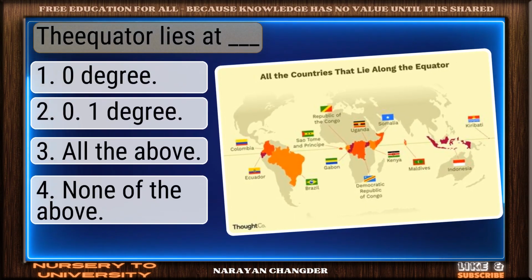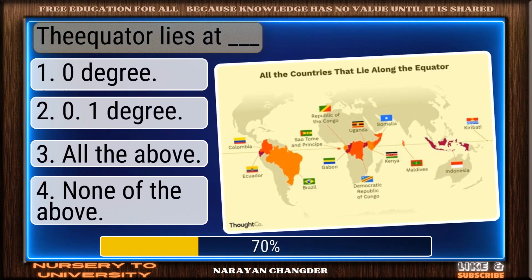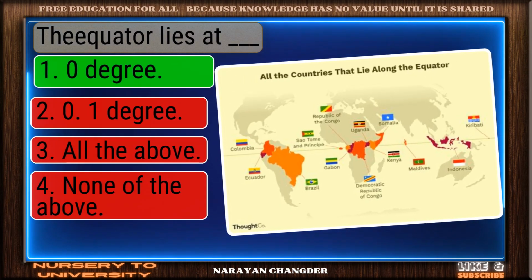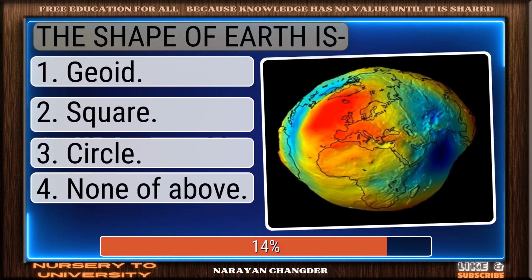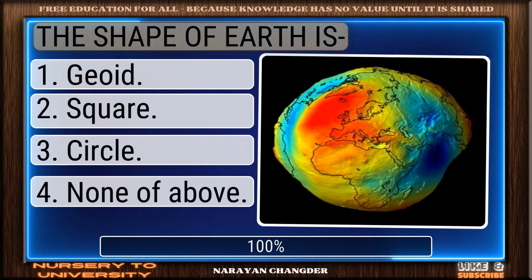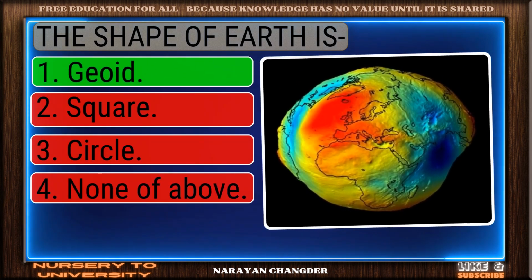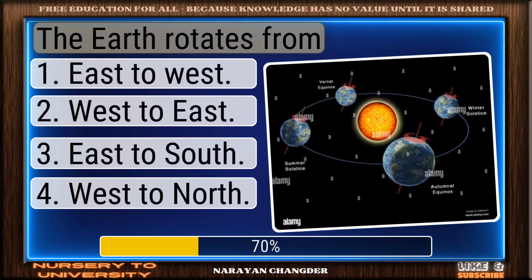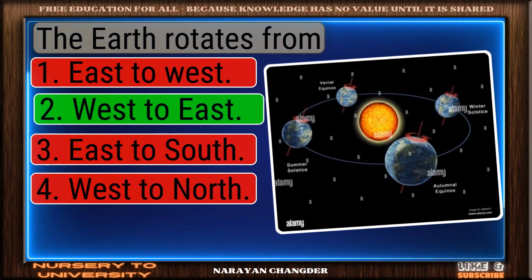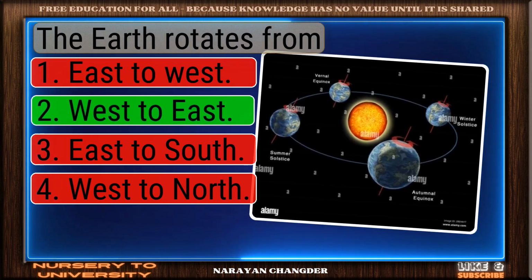The equator lies at dash. Nicely done. Zero degree is a solid answer. The shape of Earth is? Well picked. Geoid is the correct answer. The Earth rotates from. Excellent choice. West to east is the right answer.